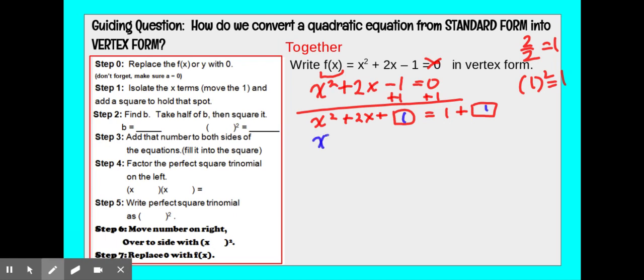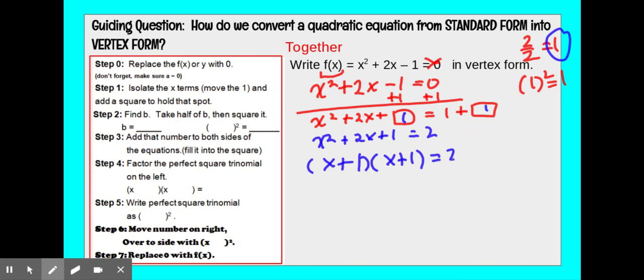We have x squared plus 2x plus 1 equals 2. Now we factor. And remember, we don't really need to factor because that number is up here, that 1. x plus 1 equals 2. Now we write it as a perfect square: (x plus 1) squared equals 2. Now this is where you stop. This is where it gets different.